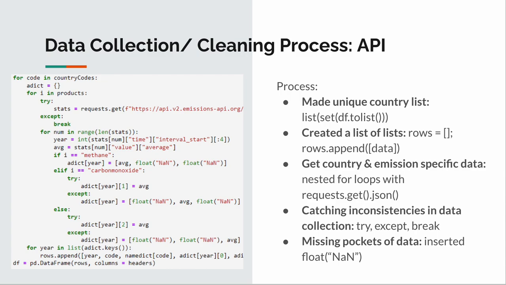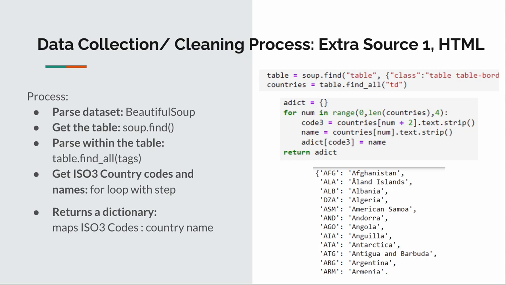To get the actual data, I used nested for loops on a request with a custom URL for each country and emission type. The extra source 1, our only extra source, was used to return a dictionary mapping the ISO 3 country codes to their actual names, because all of our data sets only had the 3-letter codes, so that we could see what countries we're actually looking at pretty easily. This was another HTML that I used Beautiful Soup on.